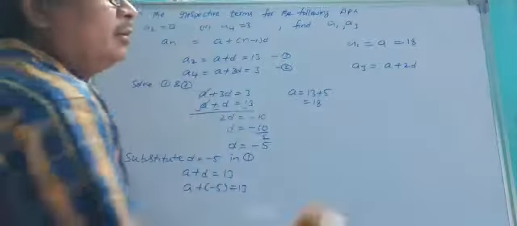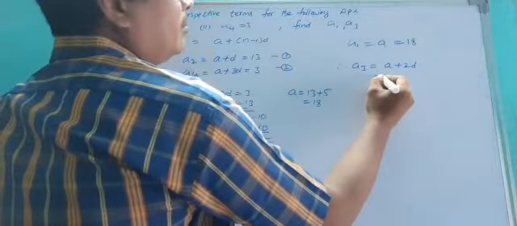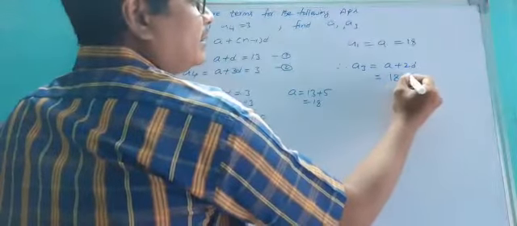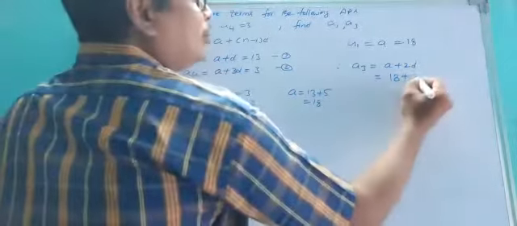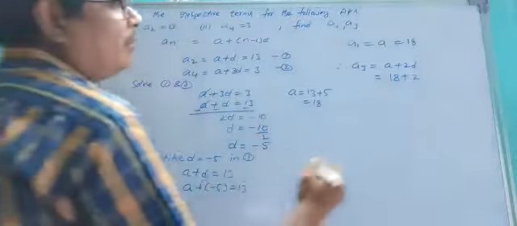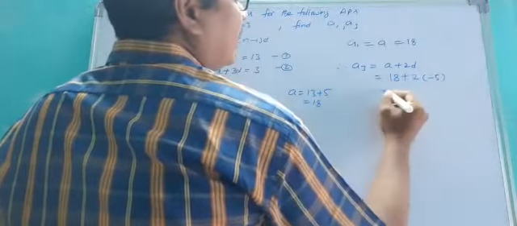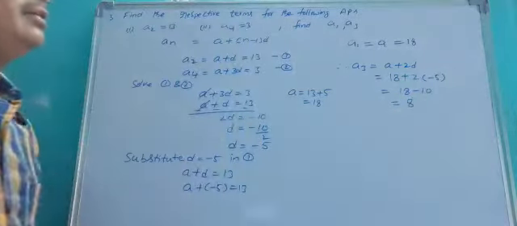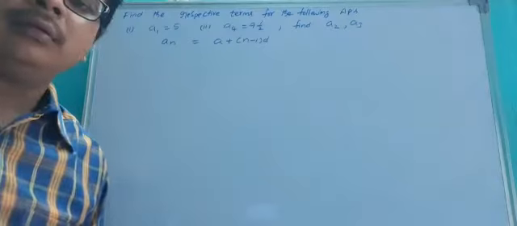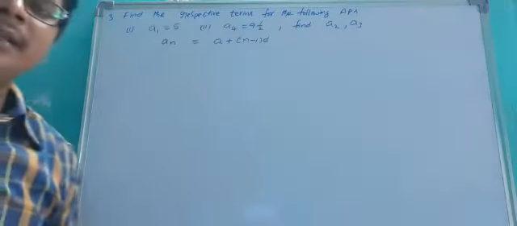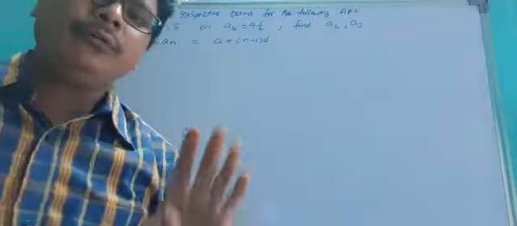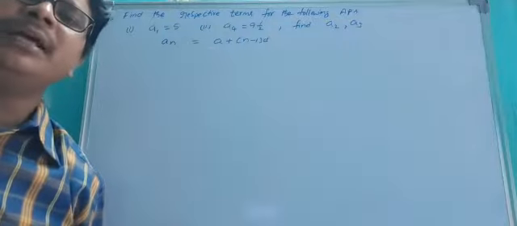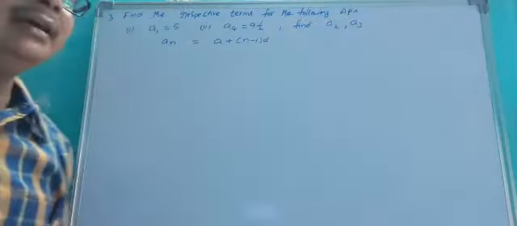Now we have to find the third term. Therefore the third term equals a plus 2d. a means 18, plus 2d, and d equals minus 5. So totally 18 minus 10, that equals 8. The third term equals 8. The next question: a1, the first term, is given, and a4, the fourth term, is given. Find a2 and a3. With the help of these two terms, we have to find a2 and a3.